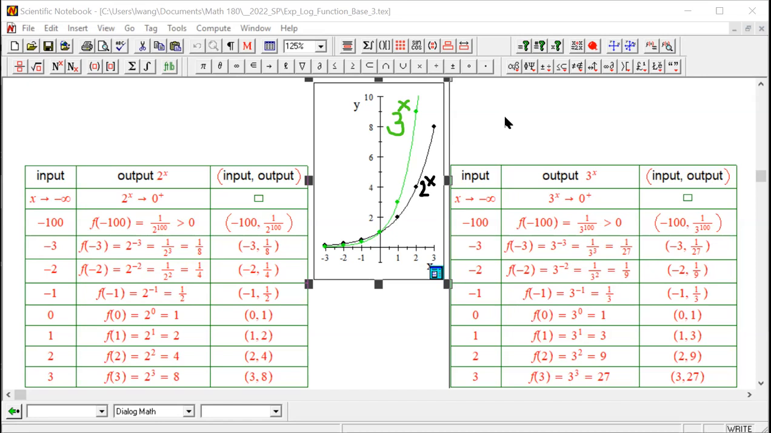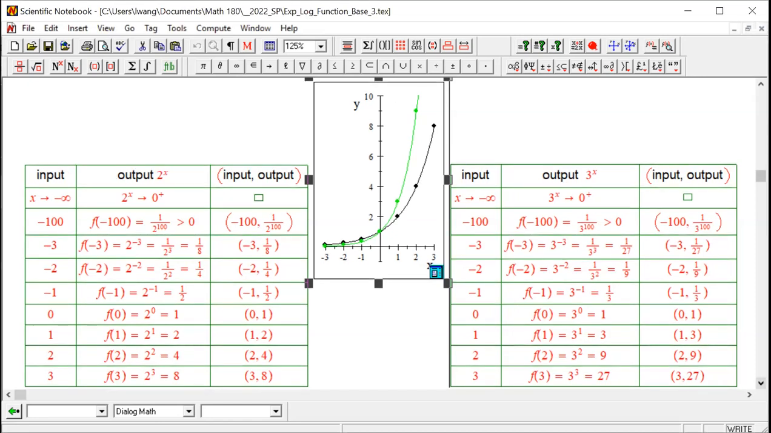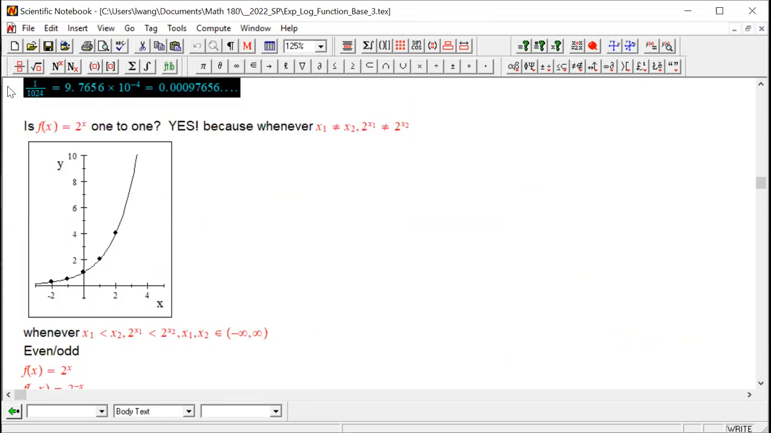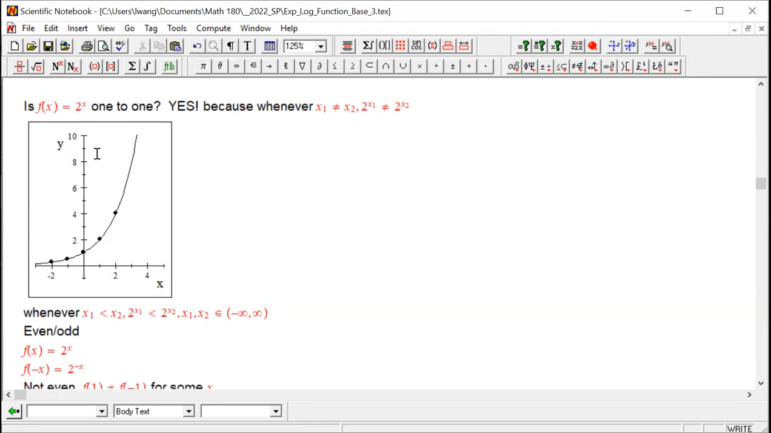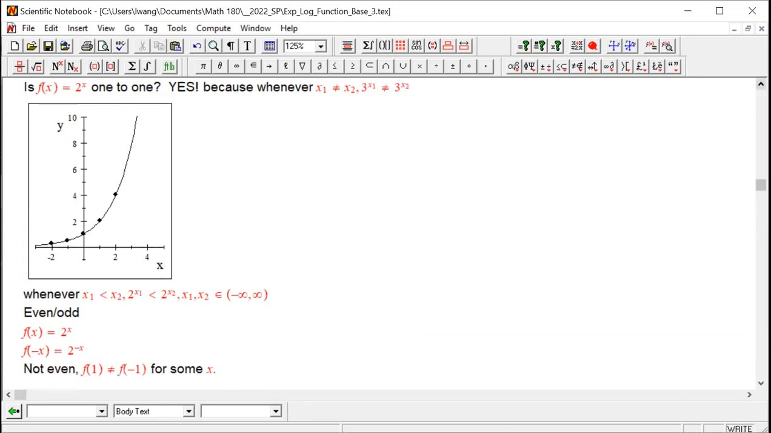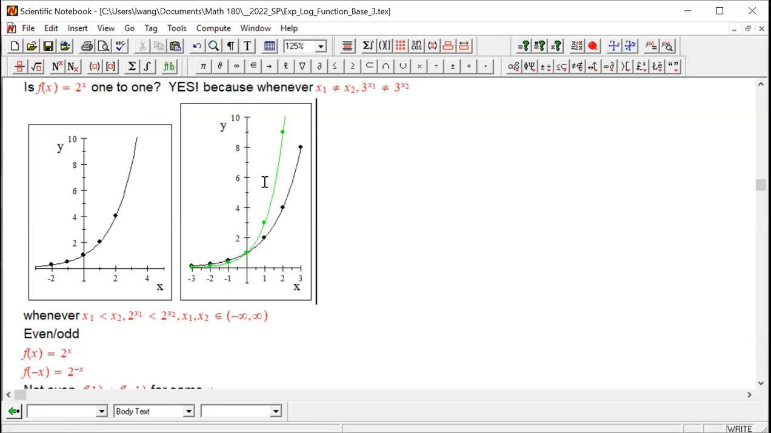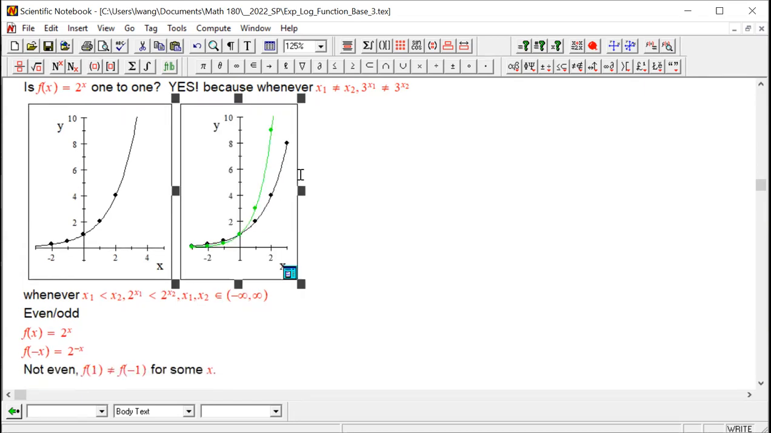So continue, right? So that's the graph. A picture tells 1,000 words, right? Now, is it 1-to-1? It is, right? It is 1-to-1, because if the base is 3, when inputs are different, the outputs are different also. All right, so now we're gonna bring the curve with us, for both of them. And they're also increasing, right? So 3 to the power x is also an increasing function.